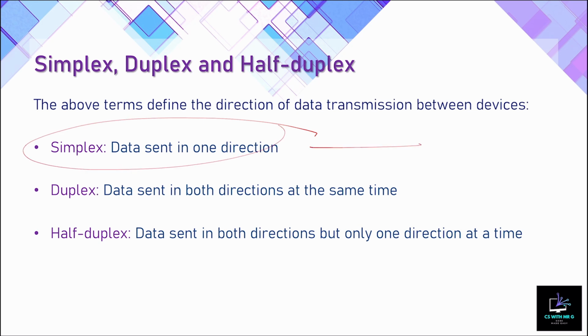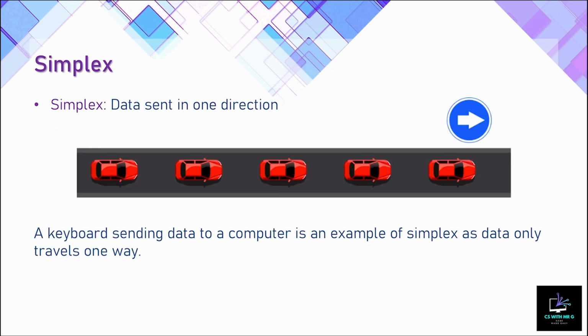And this is what these three terms mean. Simplex, data only goes one way. Duplex, data goes both ways at the same time. And half-duplex goes both ways but only one at a time. So we'll go through each one using some examples to explain, starting with simplex. As you can imagine, a one-way road with cars only going one way. A keyboard sending data to a computer is a perfect example of simplex. A keyboard sends data to the computer, it doesn't receive any information back.